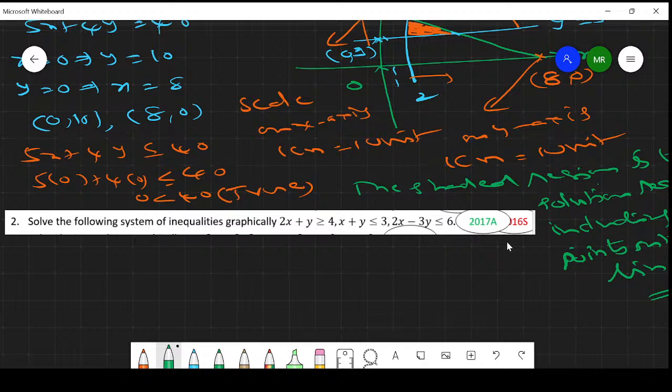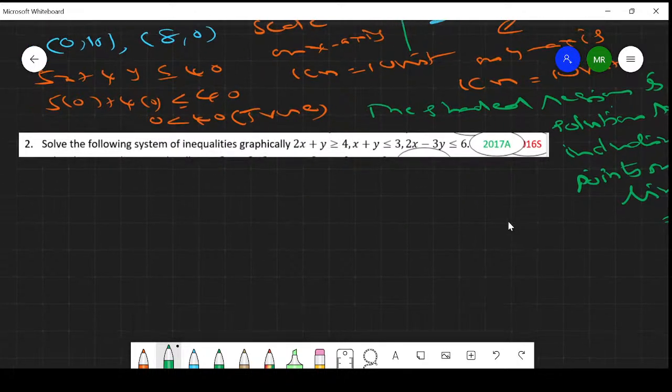This is an expected question, an important one. I am going to solve another 2 questions only, that will be enough, because 1 question definitely for 5 marks they are going to ask. A 5 marks definite question. Another 1 more question I am going to explain. 2 questions I will explain. With this I can complete the linear inequalities topic.